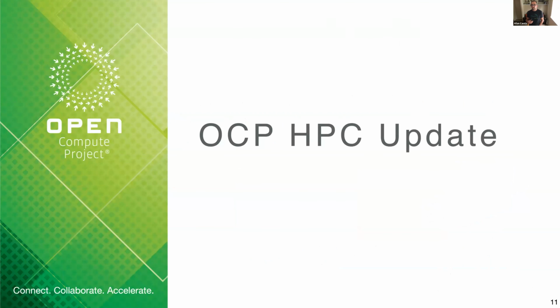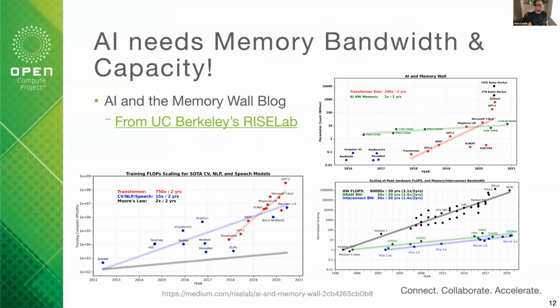Okay, so what are we actually doing in the OCP HPC update? Well, we wanted to choose an application, and we found out really that AI was one application that needs low latency, high memory bandwidth, and a tremendous amount of capacity that HBM can't give it, and DDR can't give the bandwidth. And Berkeley Rise Lab have shown these numbers. That's a bunch of graphs showing basically this need. So we said, well, okay, it looks like a good application that we could focus on.